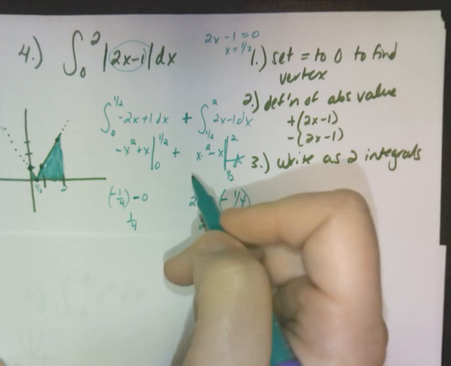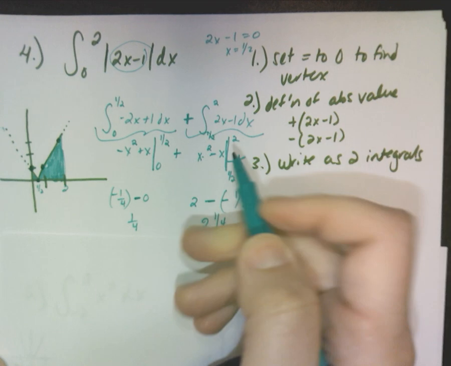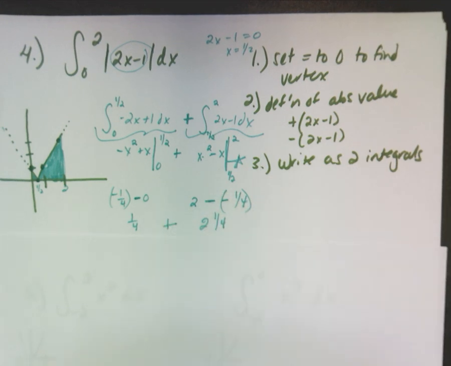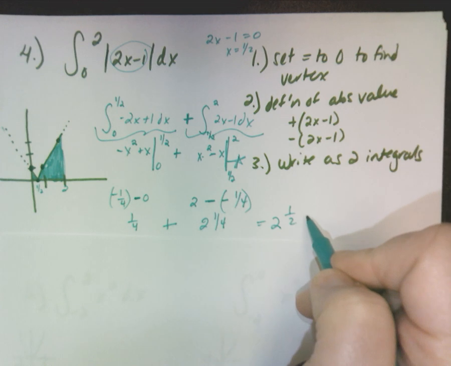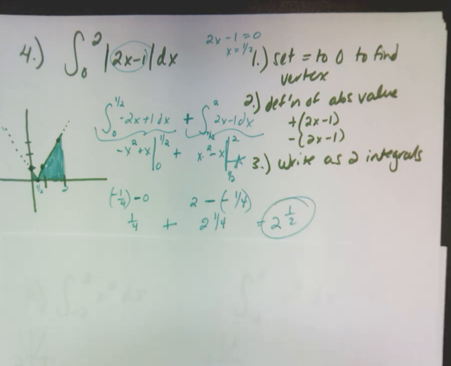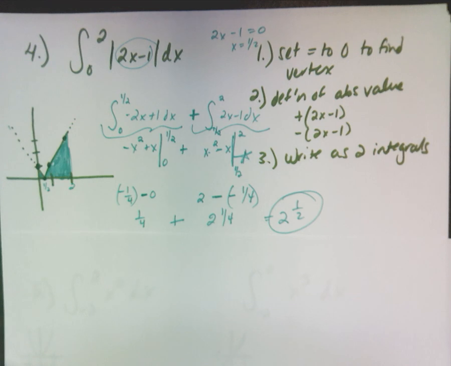And now you add these two areas because they were two separate ones. So you would have 2 1/2 units squared. All right, weird, but it'll actually help you with what we're doing tomorrow.